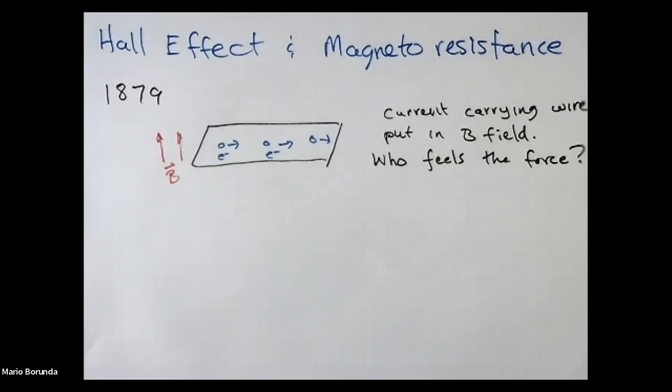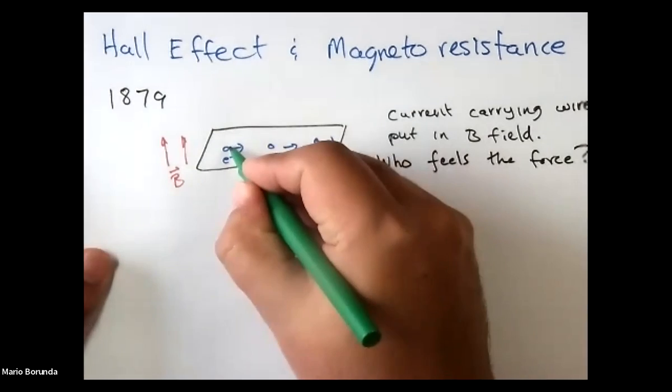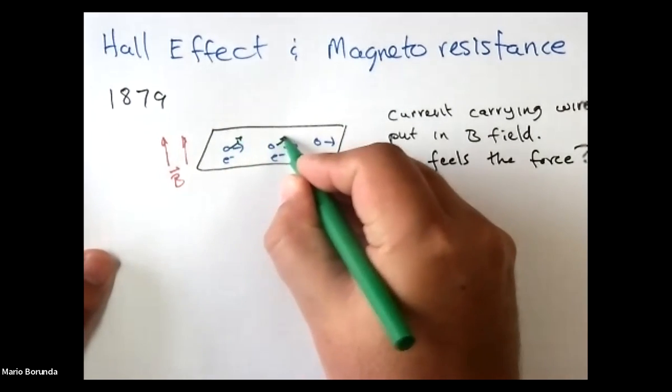Right. But then there's the negative of the charge, right? So we would see that there's a deflection. So which way is this deflection going? Let's get this right. Because of the negative charges, the deflection is in that direction, right?